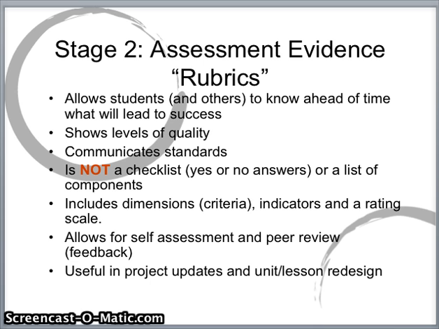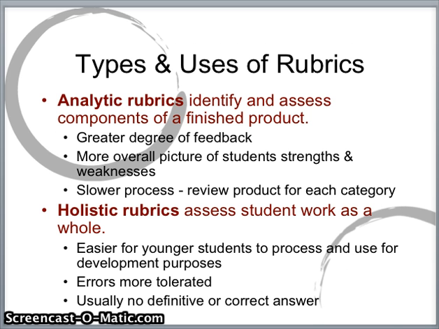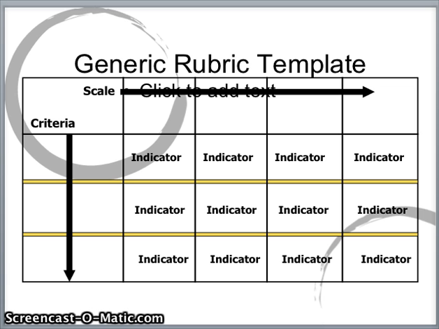They show levels of quality from beginner to mastery or an advanced level. It communicates the different standards that are available, and it lists all of the criteria, the indicators, that you're going to be grading them on in relationship to the level of quality. Let's look at an example. All right. Here's a generic rubric template. On the top, you can see the scale.